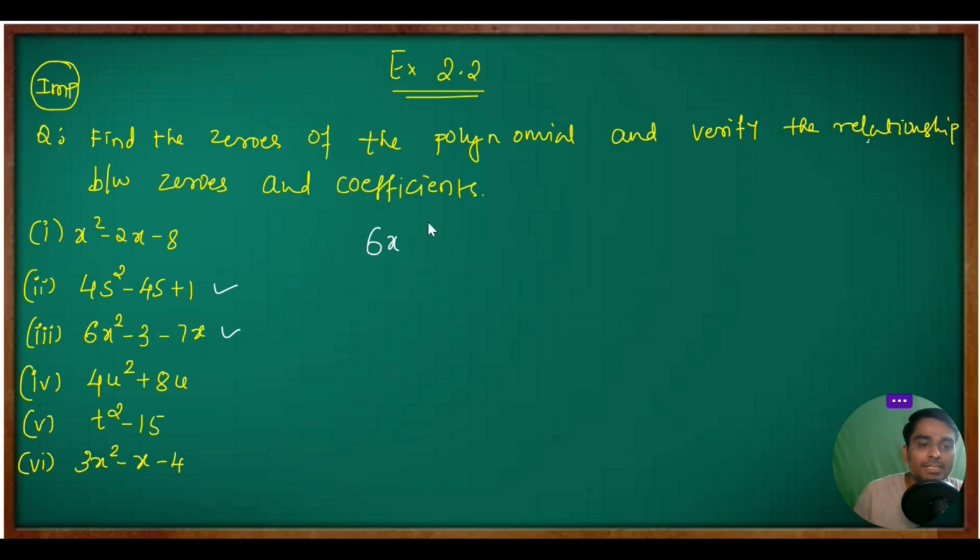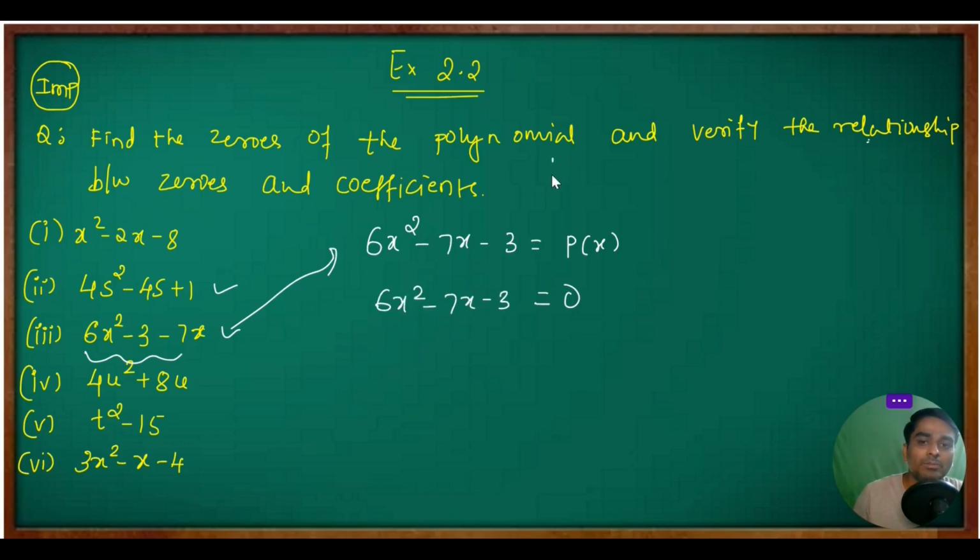Okay, the third question is here. Let me write it as 6x square minus 7x minus 3 equal to p of x. This was not rearranged, so I have rearranged it here. First the x square term should come, then the x term, then the constant. Now let's identify by putting 0 here. This will turn to 6x square minus 7x minus 3.